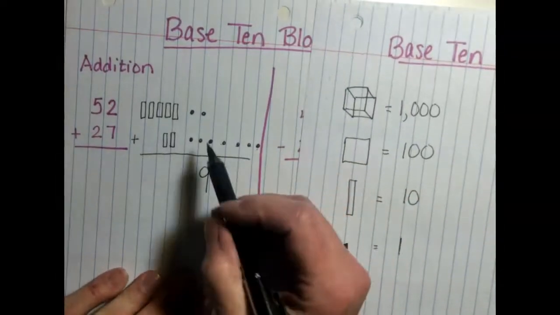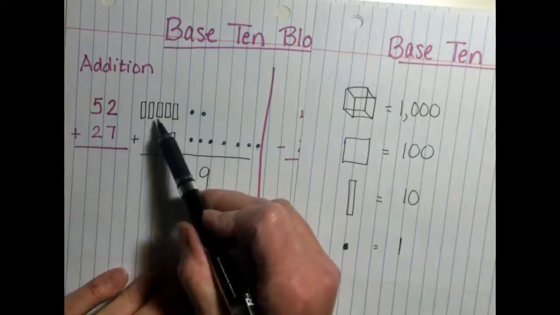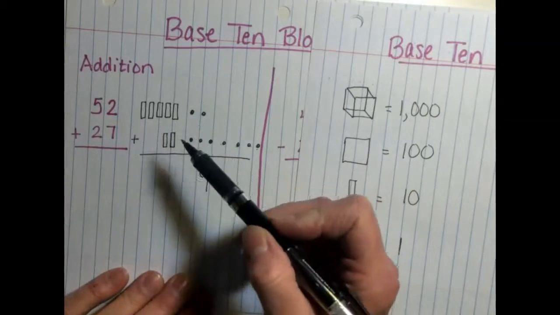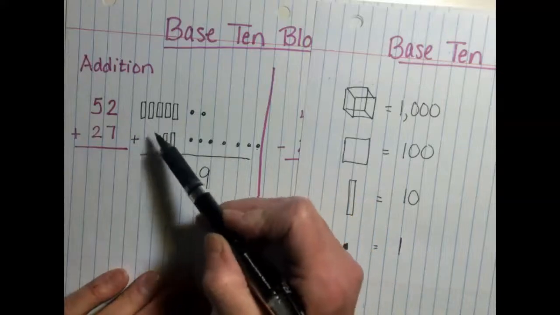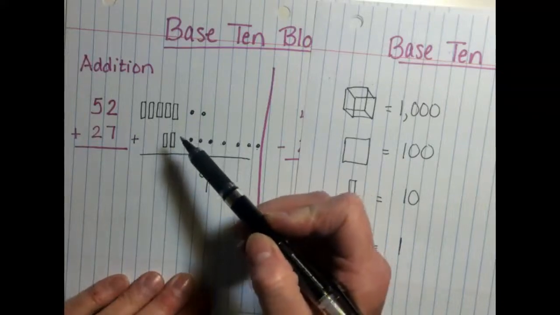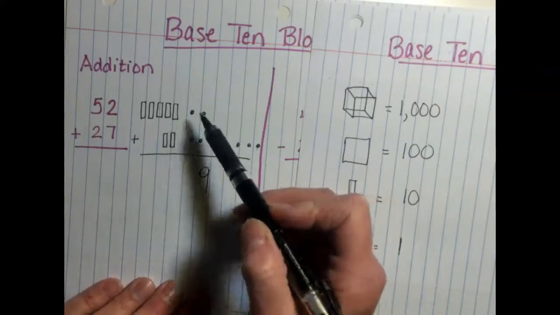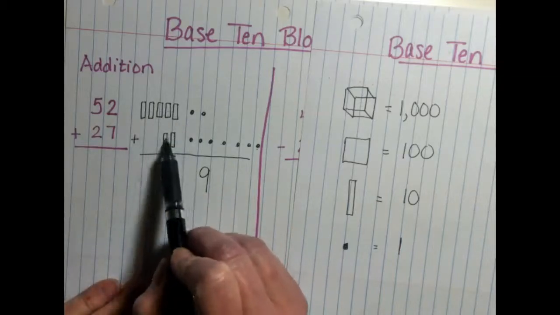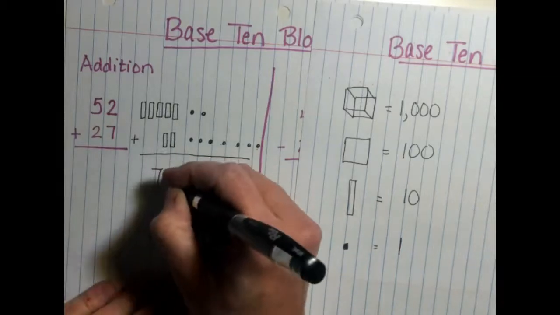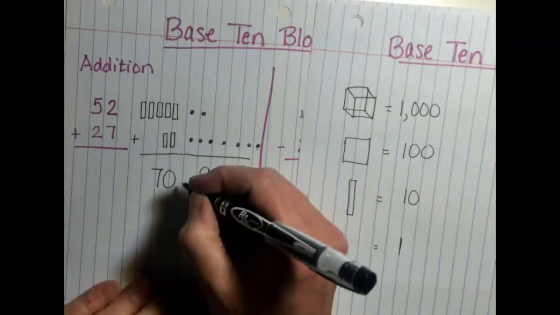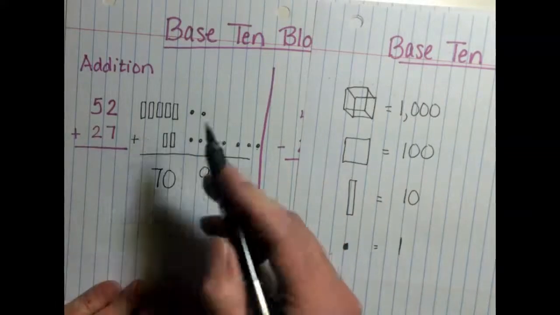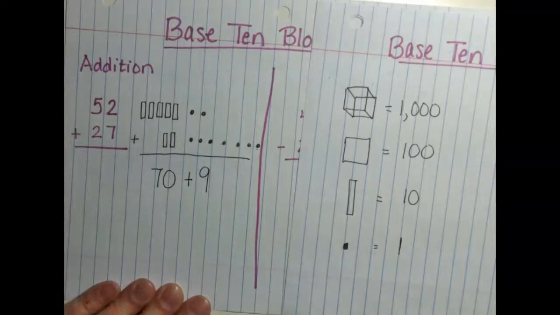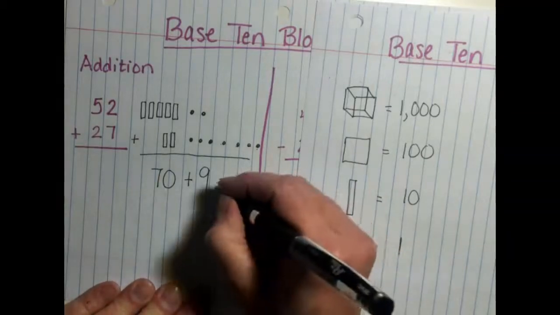Okay, the next thing I do is I have to add my tens. Well, I can count by tens, or I can count these up and then multiply by 10, whichever one's easier. I'm just going to count by tens. 10, 20, 30, 40, 50, 60, 70. So I have 70 from the tens and I have 9 ones. Well, if I put those together, 70 plus 9 equals 79.